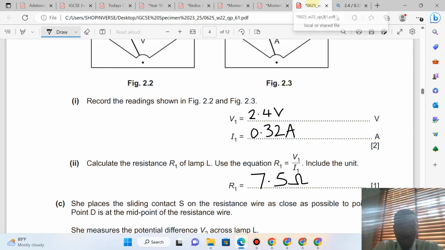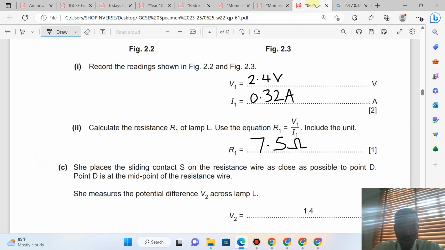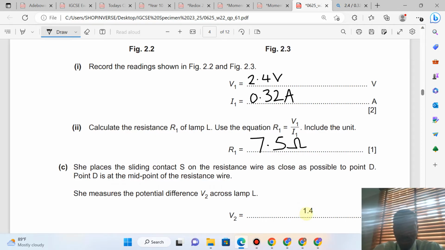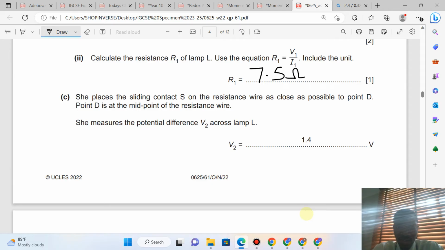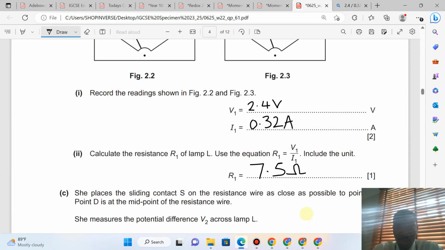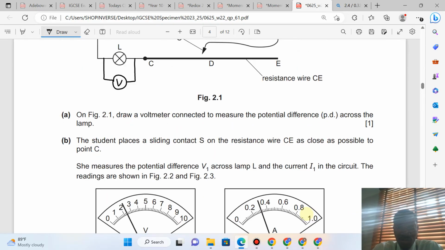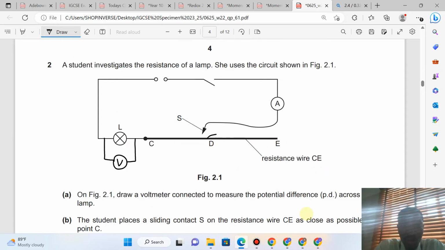Question C. She places the sliding contact S on the resistance wire as close as possible to the point D. Point D is at the midpoint of the resistance wire. She measures the potential difference V1 across the lamp L. V1, so this is the potential difference she got across the lamp, okay, when the sliding contact is at the point D. What do you mean by the point D? Look at the circuit. This is the point D, midway along this resistance wire.